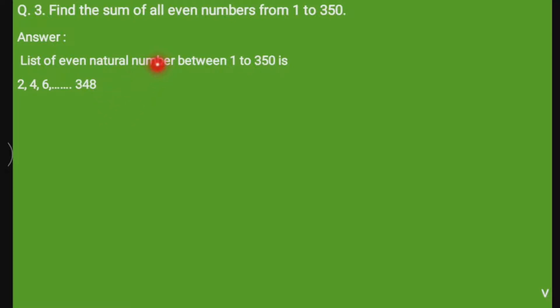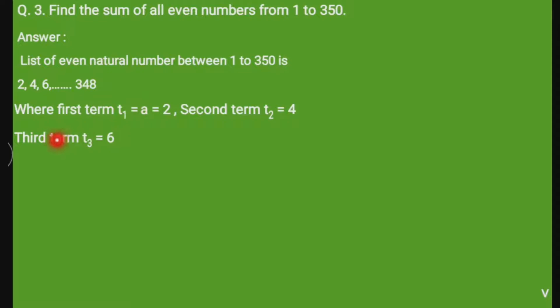Now here we require the even number between 1 and 350. So we do not take 350, so we take the number before this 350 as 348. So here 2 is first term, that is value of a, 4 is second term, that is value of t2, and so on. This 348 is nth term, that is tn is equals to 348. So we write here, where first term t1 equals to a equals to 2, second term t2 equals to 4, third term t3 equals to 6.